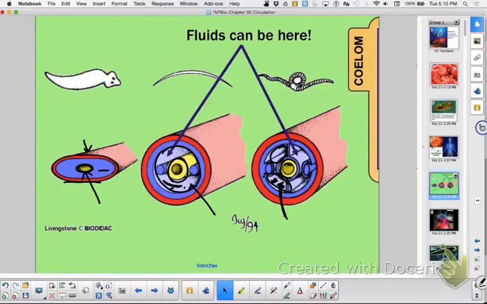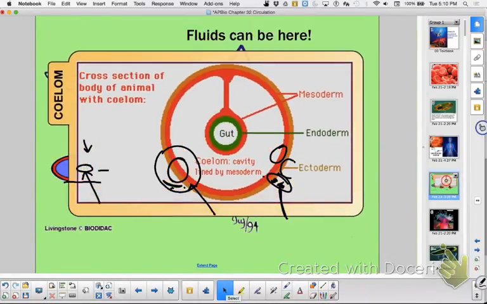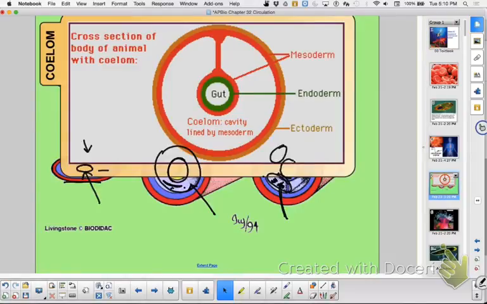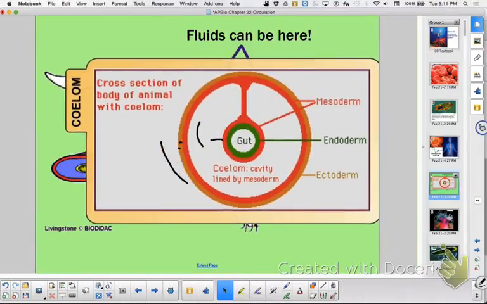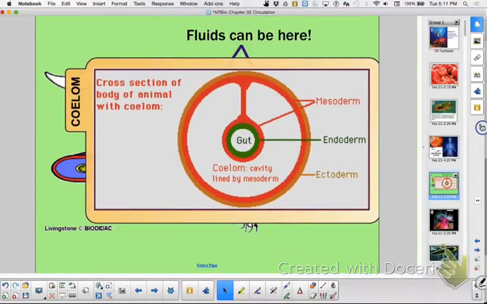Okay, so here's your definition of a coelom. So you can see the gut tube, and you can see some mesoderm. That's the reddish color here, this is mesoderm right here. So this type of organism has a tube within a tube, this gut tube within this bigger coelomated tube. So fluids can sit within that coelom.